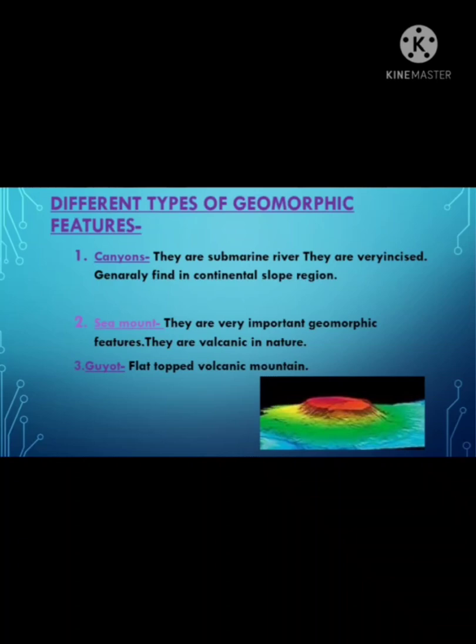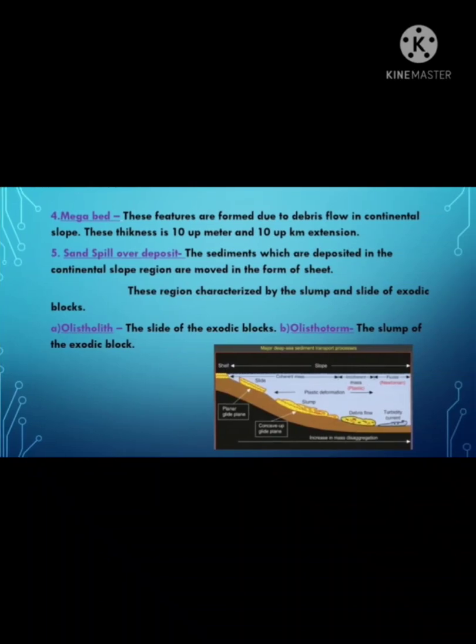Next is seamount. They are very important geomorphic features. They are volcanic in nature. Number 3, guyot. Guyot is a flat-topped volcanic mountain. Number 4 is megabed. These features are formed due to debris flow in the continental slope. The thickness is tens of meters and the extension is tens of kilometers. Number 5, sand spillover deposit.